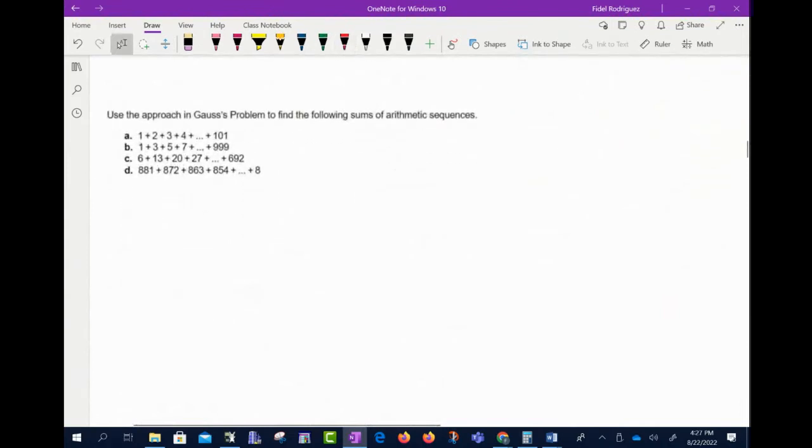Okay, so I'm going to do part A right here. And part A says, use the approach in Gauss's problem, which we just did, to find the following sums of what we call arithmetic sequences. Okay, so look, I'm going to write S for the sum. 1 plus 2 plus all the way down to 101. So notice the numbers are going up by 1. Okay, so the process says we're going to write it again, but in reverse order.